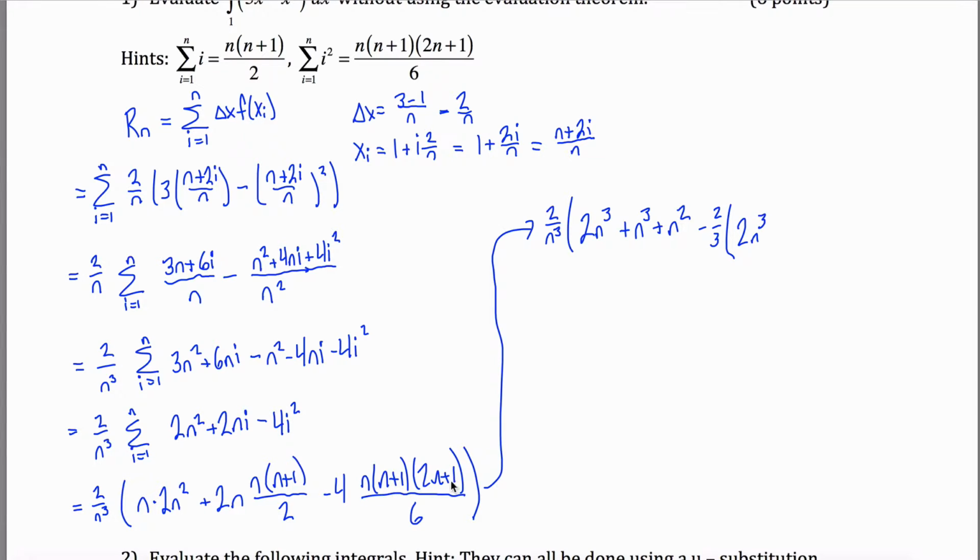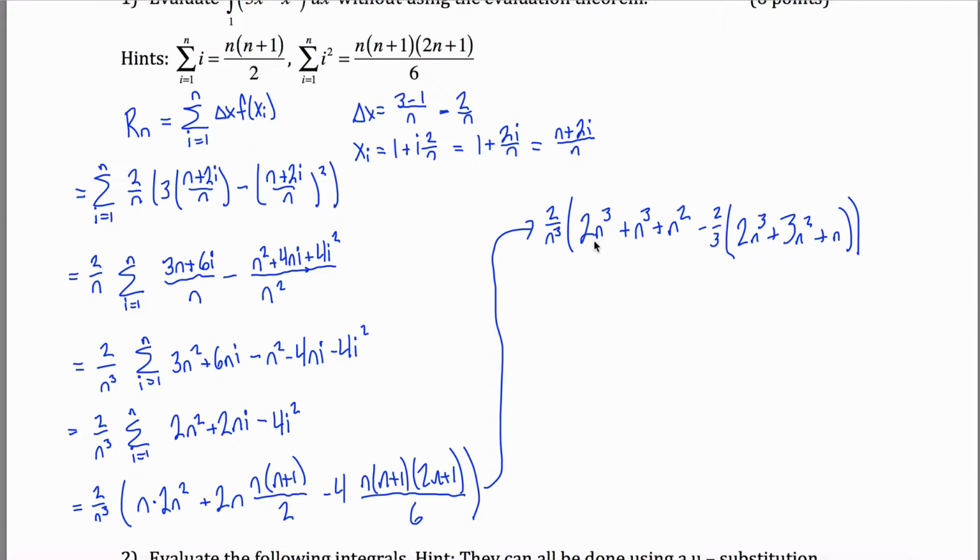N times 1 gives me an n, but 2n times 1 gives me 2 more n, so I have a total of 3 n's, and when I multiply by this n, I get 3n squared. And then 1 times 1 gives me 1, I multiply by this n, I get an n. What I'm saying is this is what I got now.